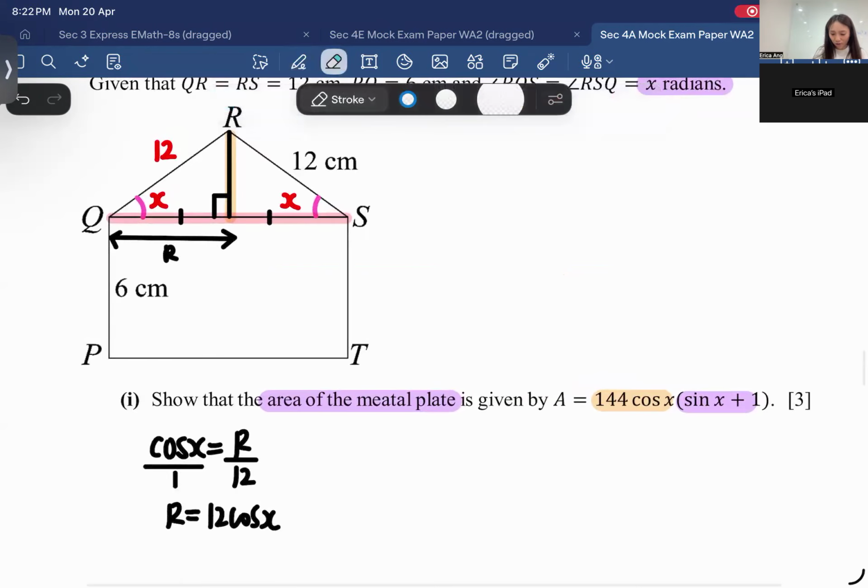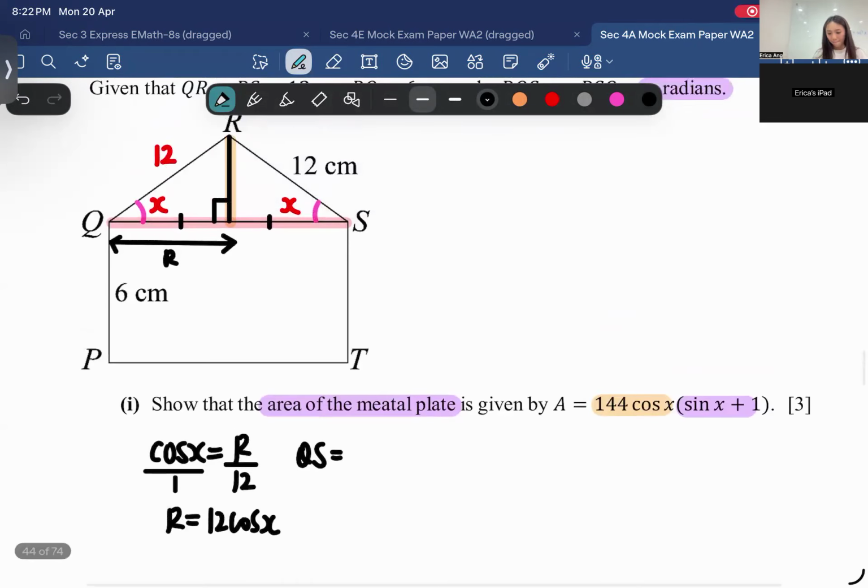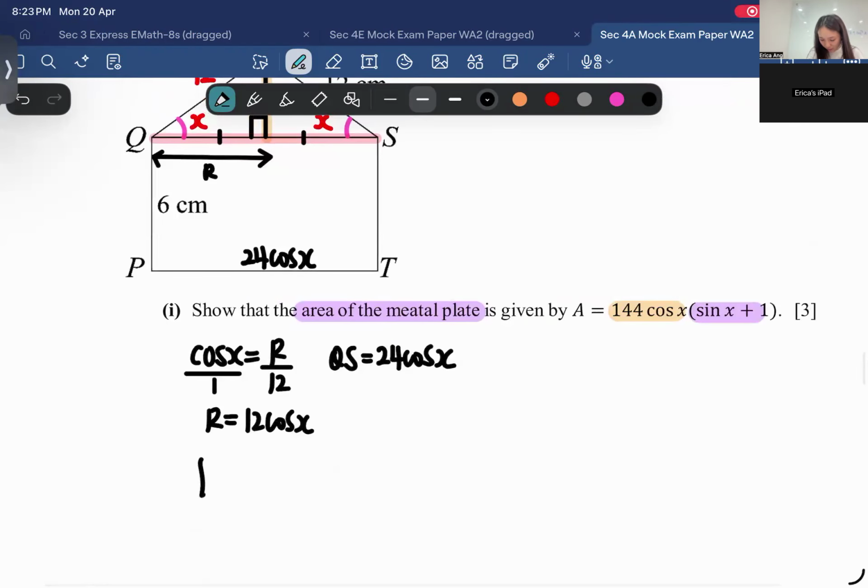So if this is 12 cosine x, right? Wait, I shouldn't remove. If this is 12 cosine x, right? Then what is QS though, Jia? Nice. Okay. So do you all agree this thing is also 24 cosine x? Can find the area of the rectangle already or not? Can, right? Okay, go and find area of rectangle first. So you all can just put it like that. Rectangle equals. Okay, go and simplify for me. So easy, right?